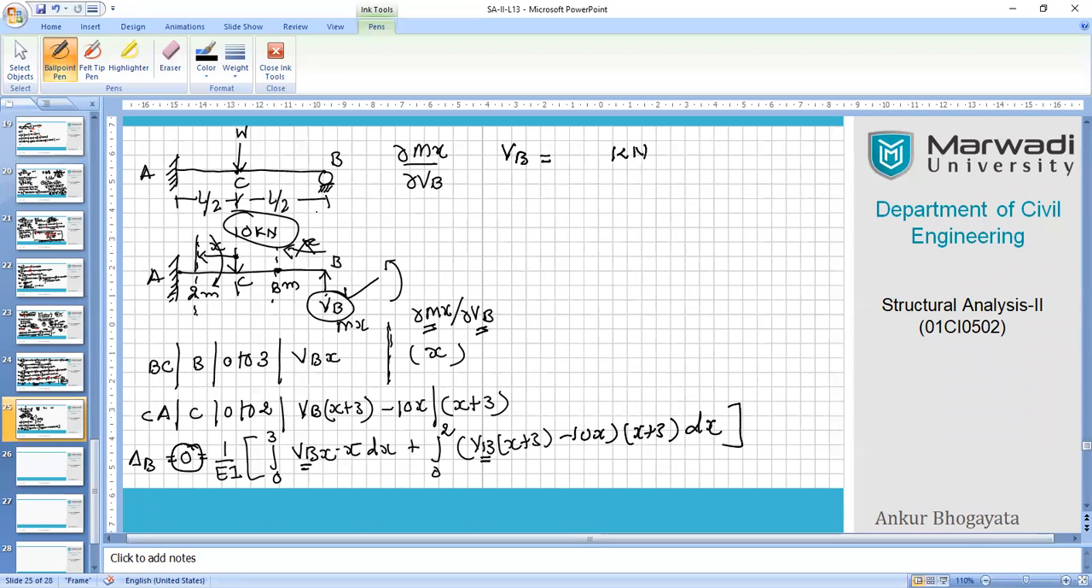So multiply these things. Now I'm leaving it up to you. Multiply this VB X square, VB into X square. Here you need to do a little more work. You need to expand it. Like here it will be VB into X plus 3 square minus 10X into X plus 3. Then you simplify it, expand it, whatever you want to do with it. And I'm just concerned with my answer of VB here. We have done a lot of practice now, so you should be clear enough how to do it.